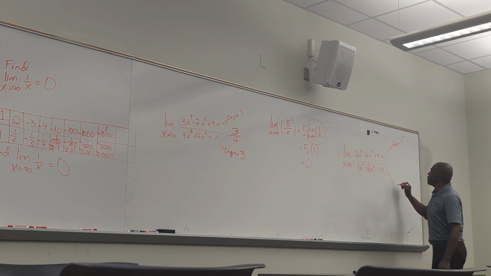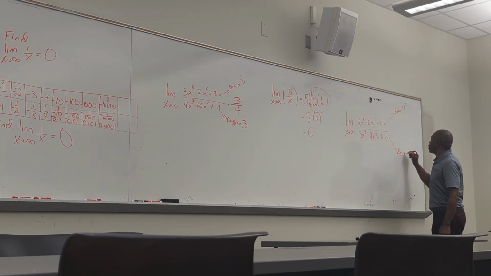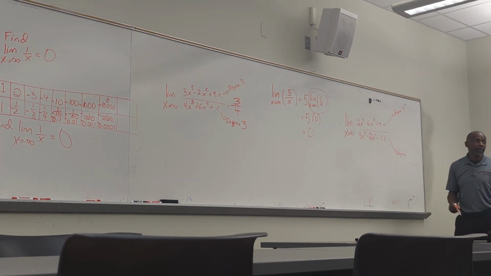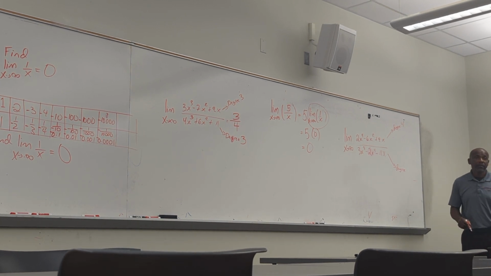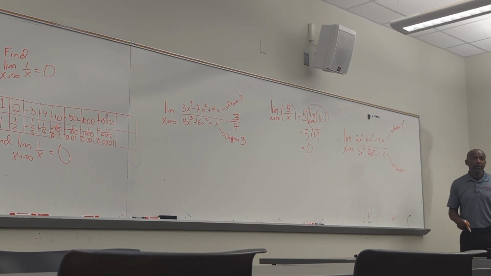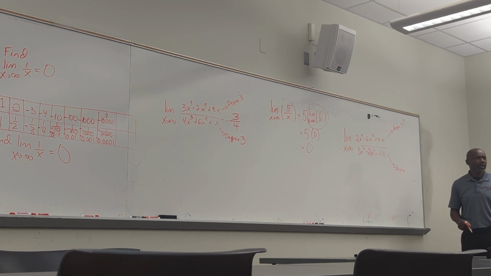What's the degree of the denominator? 3. 4. It's 4. Why? Because it's 2 sides.